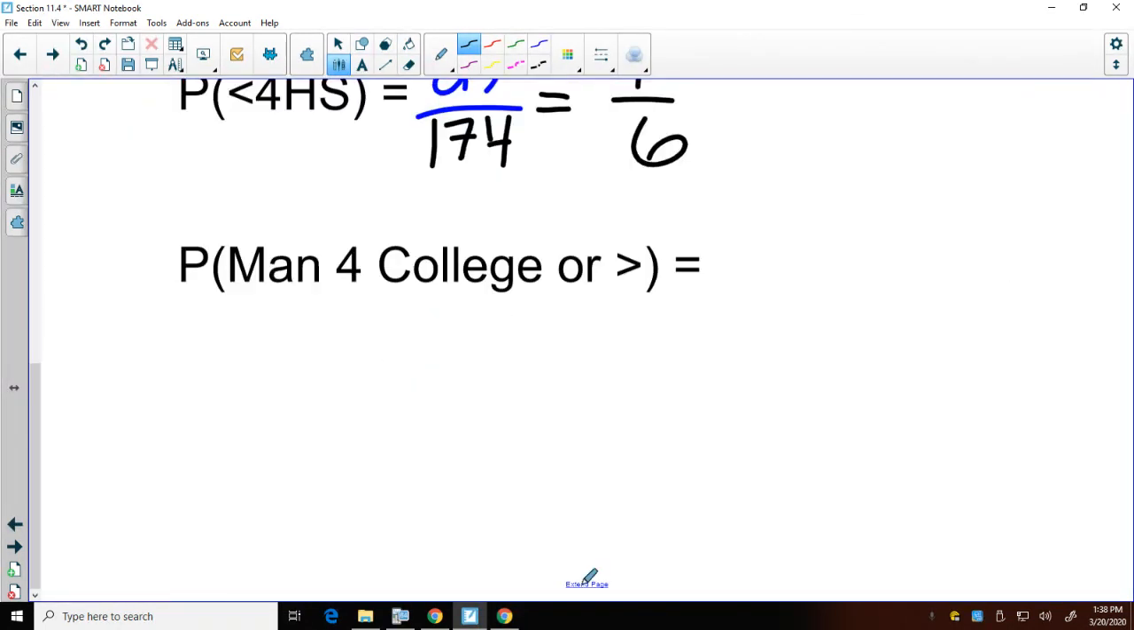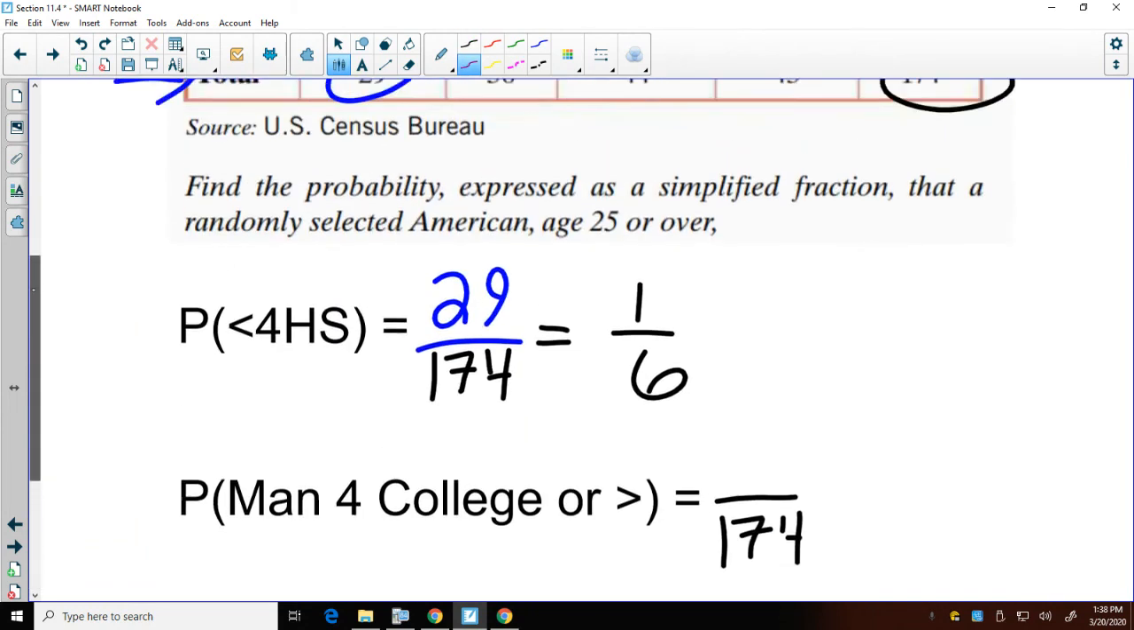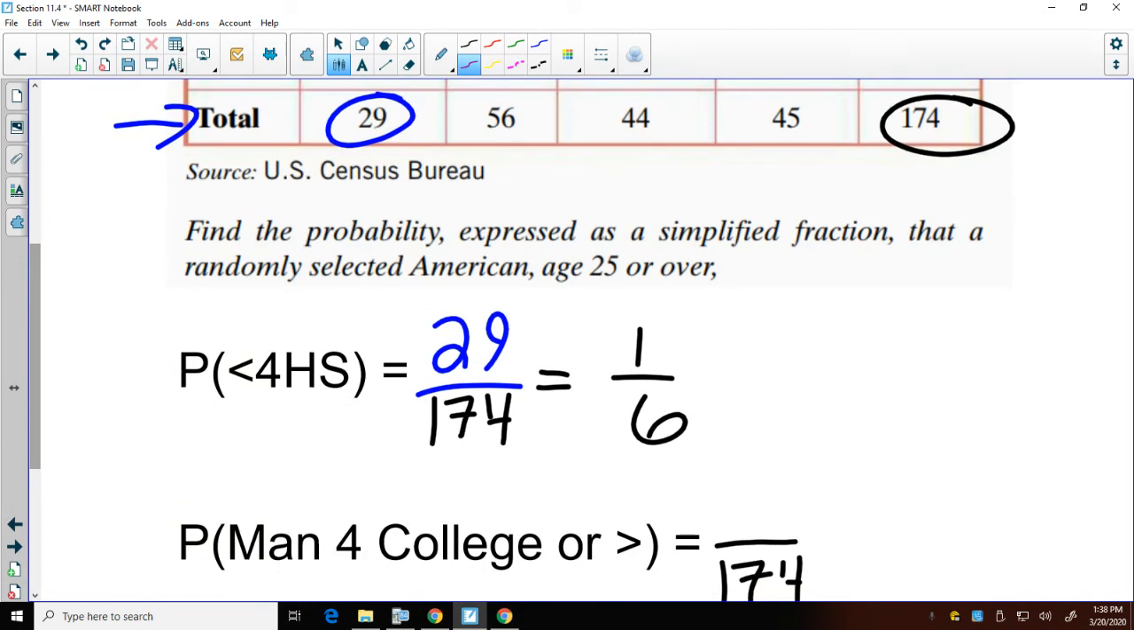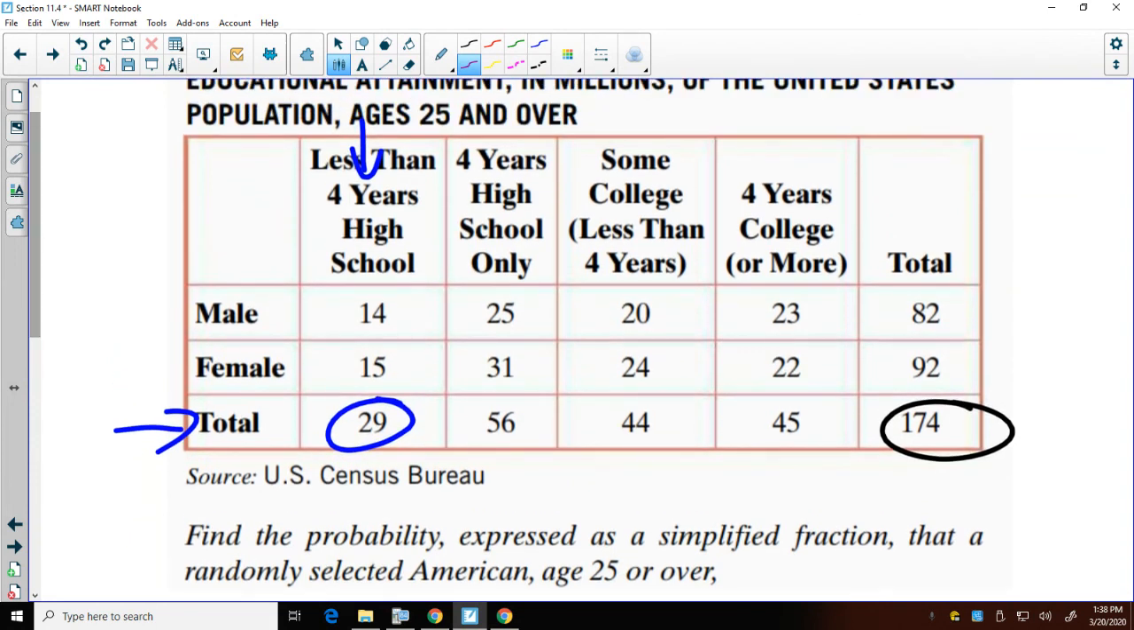Okay, we also know down here that this one is going to be over 174, because that's how many people we talked to. We just got to figure out the top number. So we want to know how many people are a man with 4 years of college or more. Okay, well, here's the men. Here's 4 years of college or more. So my top number is 23.